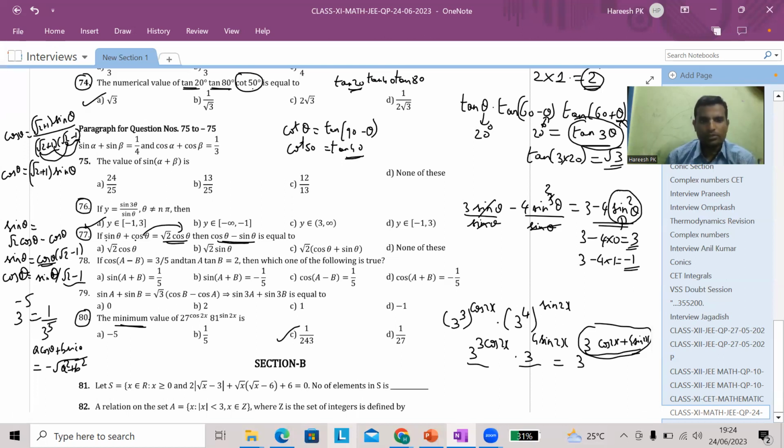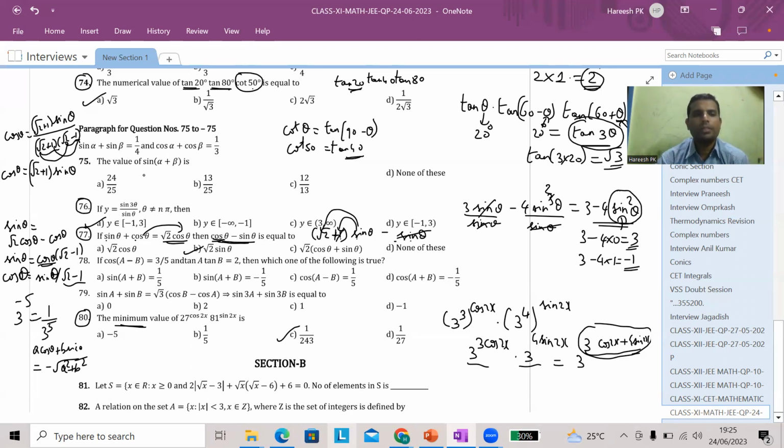Now once you know this, just substitute here. Cos theta is root 2 plus 1 sin theta. So if you do that, we'll get root 2 plus 1 sin theta minus sin theta. So this 1 sin theta and 1 sin theta will get cancelled. What you will be left with is root 2 sin theta. So that is option B. Okay.